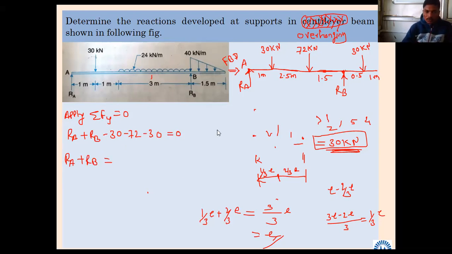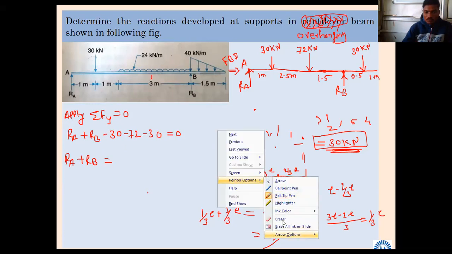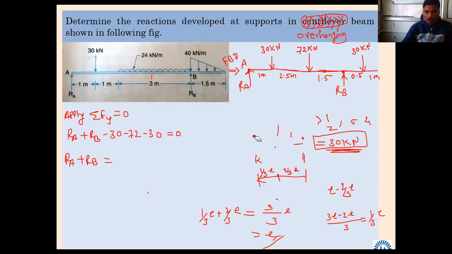Ra plus Rb, 134? Just check. 132. 132 kilonewton. Okay, 132. Equation number 1.